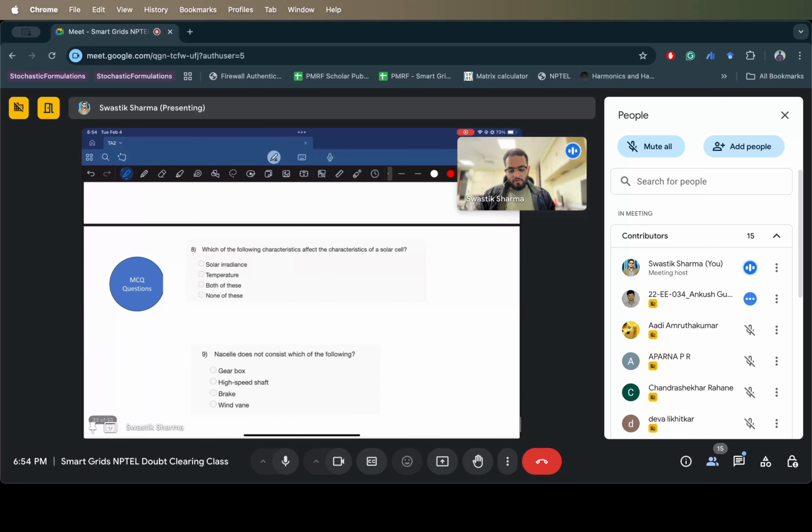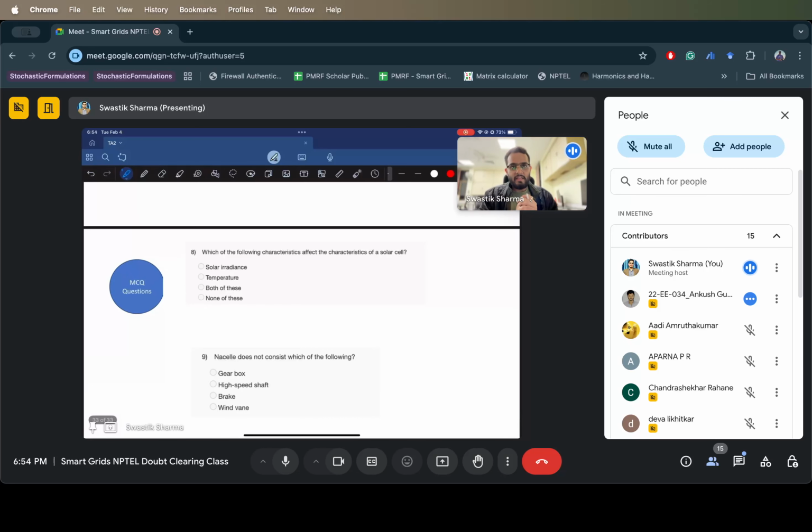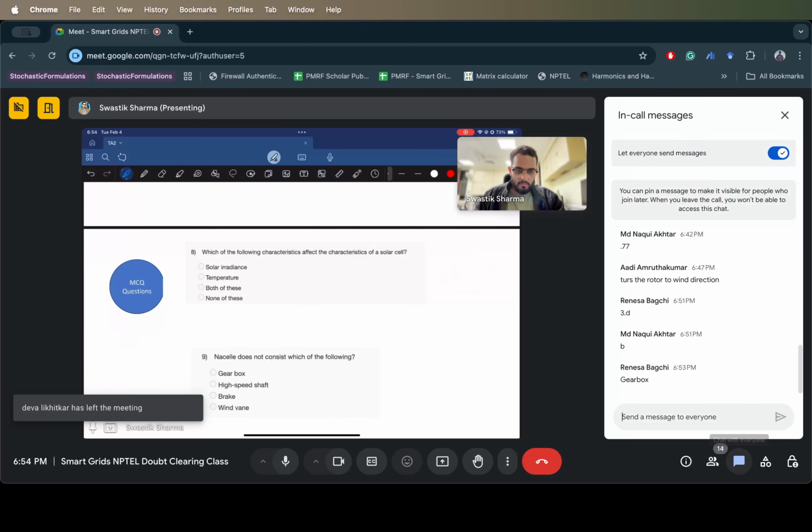8. Which of the following characteristics affect the characteristics of a solar cell? Who can answer this question? Okay, solar cell. Both of these, yes. Both of them can have a direct contact.